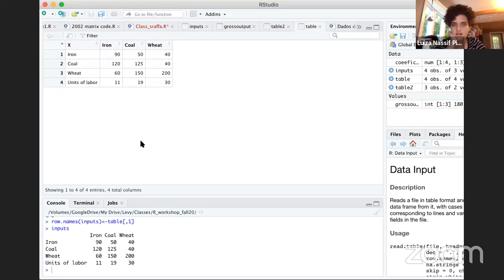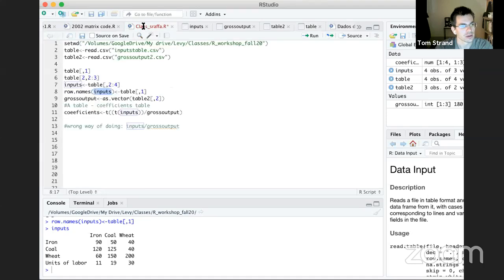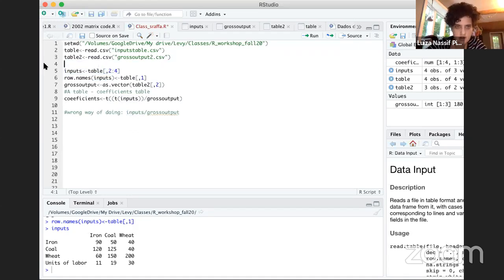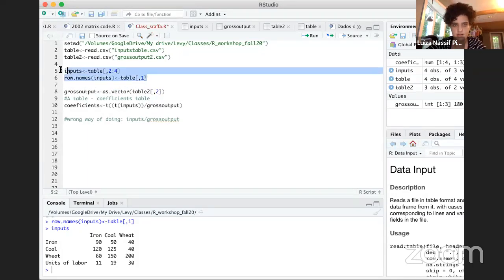Is it clear now, or do you have more questions on this? I guess, what's the code we would need to put in for that again? Sorry. It's this one, which is just taking out the first column. And then this one assigns the names as row names. So those 2 lines here.